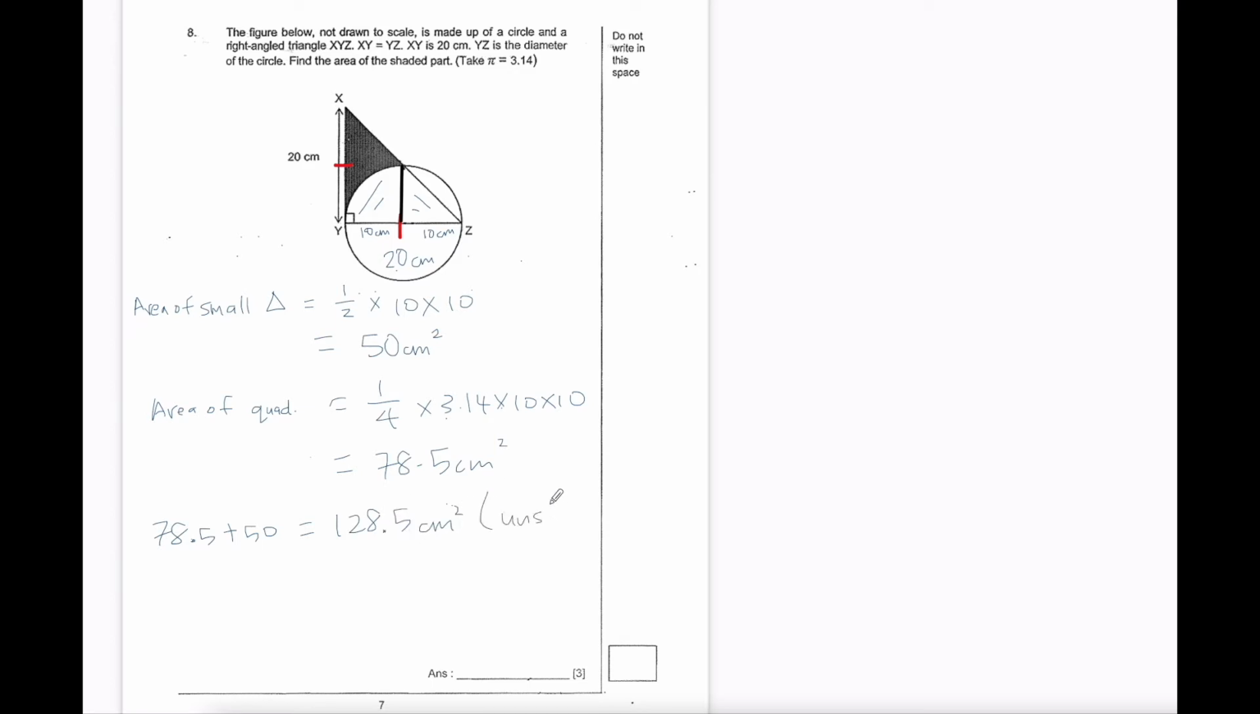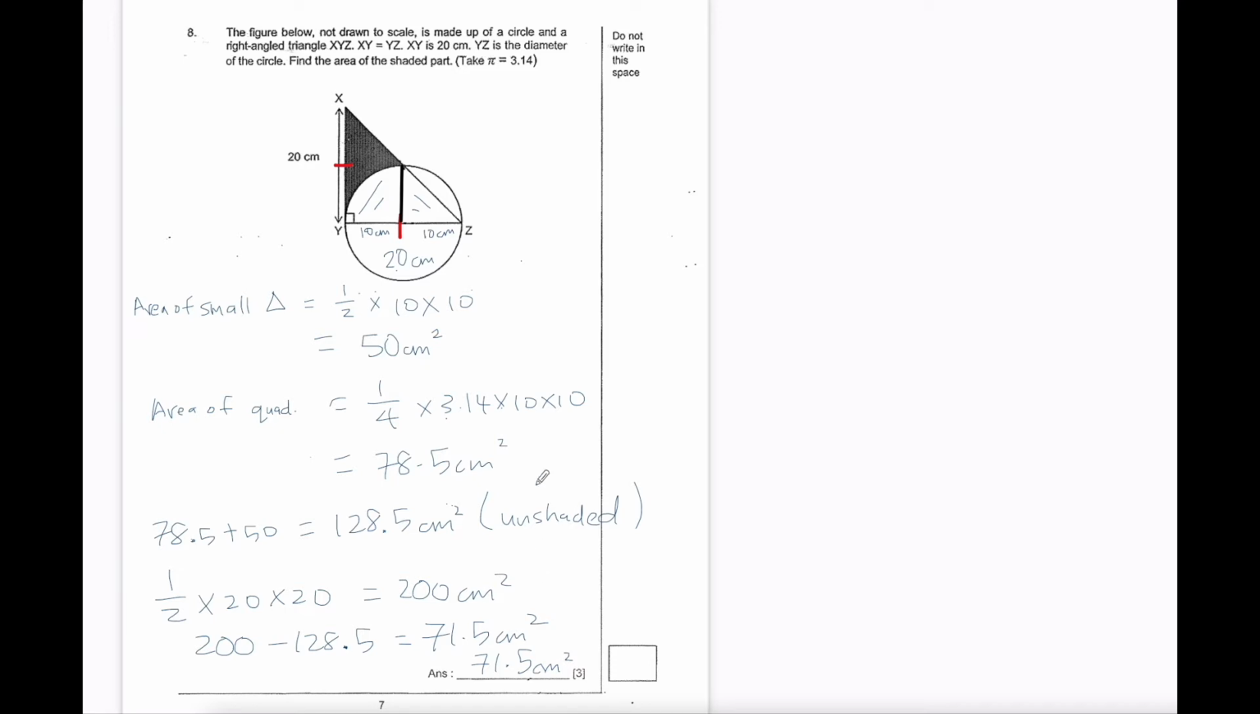And this is unshaded. Okay, we have one more thing left to do, which is to find the area of the big triangle. The area of the big triangle is half times base 20 times height 20. We are going to get 200 cm square. And what we need to do to find the shaded part is just to take the big triangle minus away the sum of the unshaded. Okay, and we are going to get 71.5 cm square, which is the answer. And that is 3 marks.